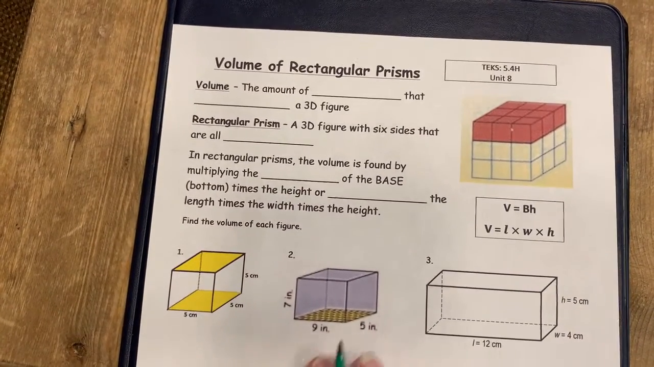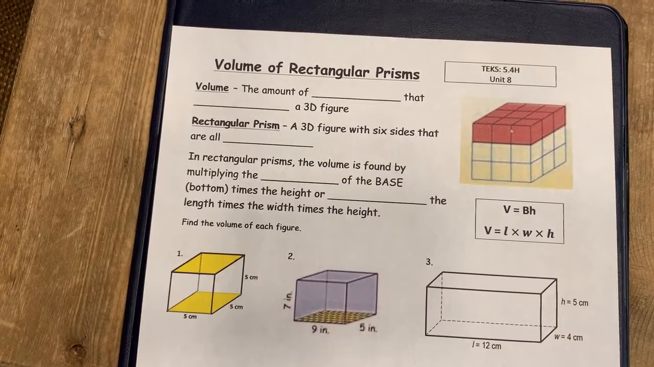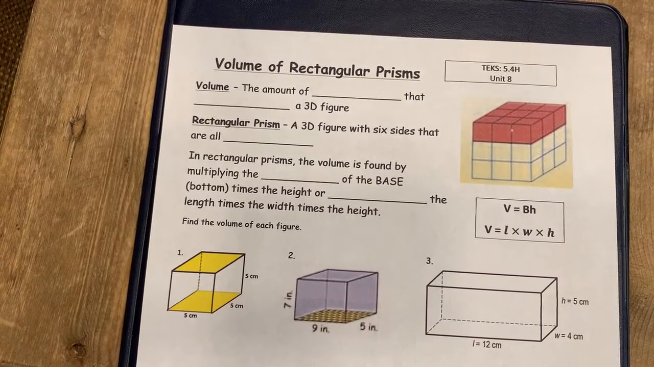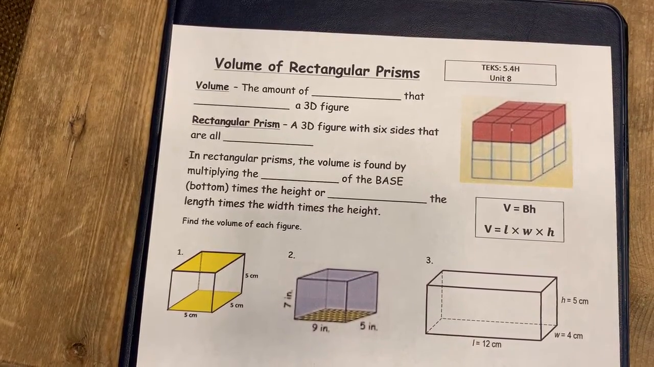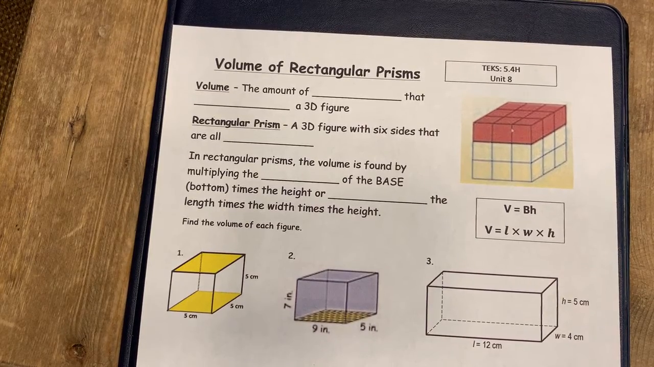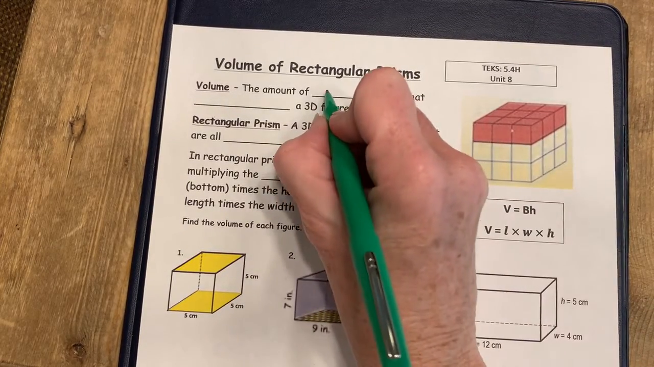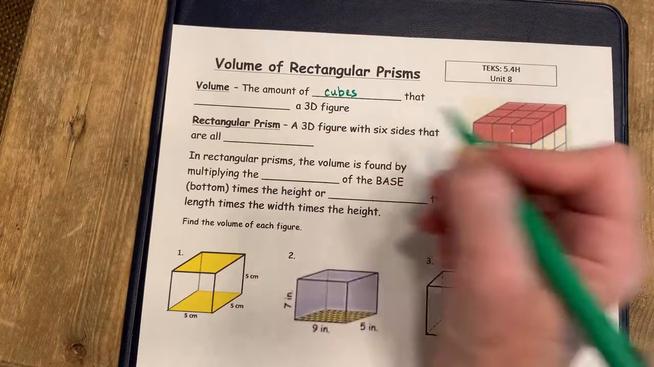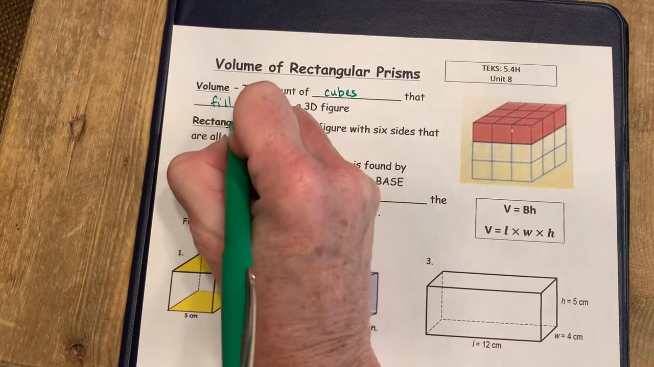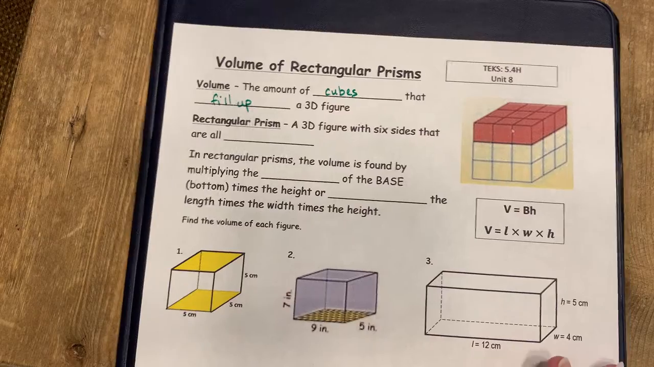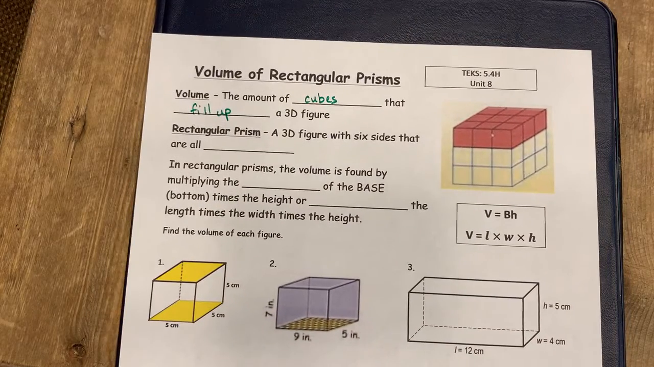So this video is about the volume of rectangular prisms, and before we can find the volume of rectangular prisms, we need to know what a volume is. Volume is just the amount of cubes that fill up a 3D figure.